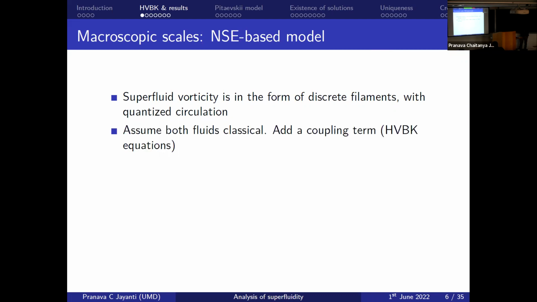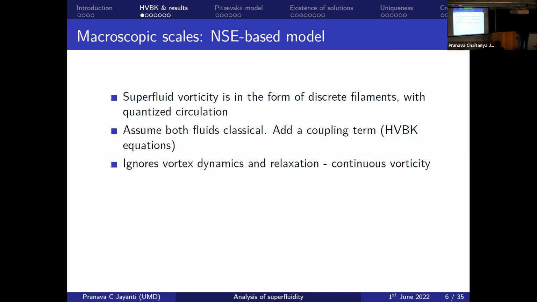But here, this is a macro scale model. So we go to very large length scales where this discreteness is not really of concern anymore. So we assume both the fluids are classical, that this quantization condition can be ignored at large scales. And we add a coupling term in the equations that couples the two fluids.